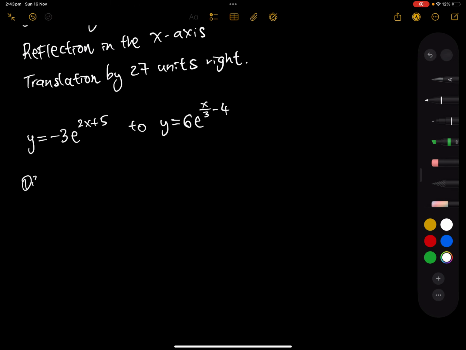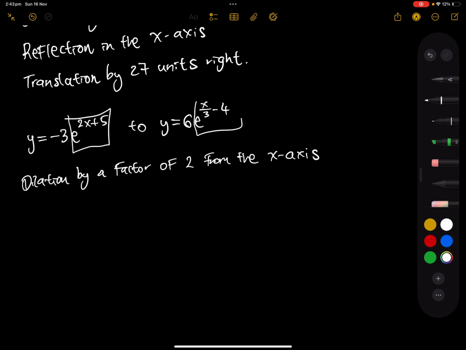So it is a dilation by a factor of 2 from the x-axis. Always remember that when you're multiplying the whole thing, that is a dilation from the x-axis. Okay?